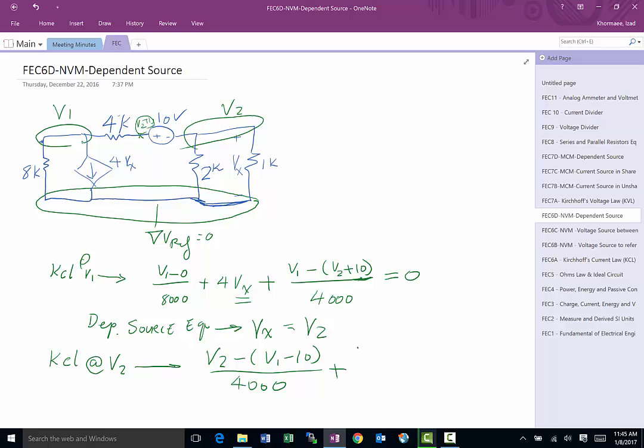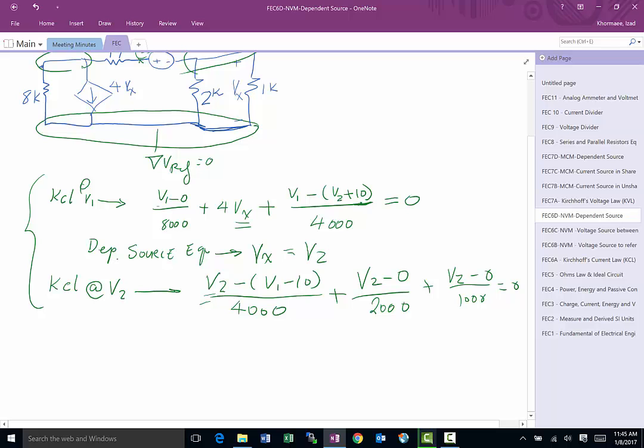And then plus (V2 minus 0) divided by 2,000. That gives us the current through this branch. And finally, the last one is (V2 minus 0) divided by 1,000 equal to 0. At this point, we've got 3 equations and 3 unknowns. The rest is just simple cleaning up of these equations, putting it in your calculator and getting the answer.